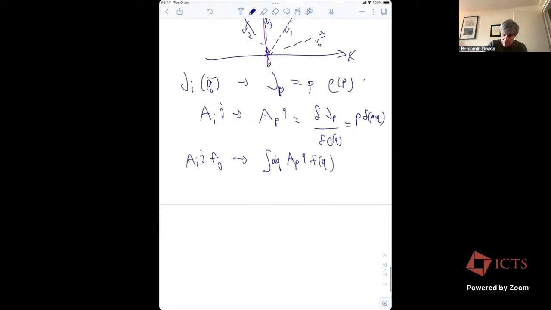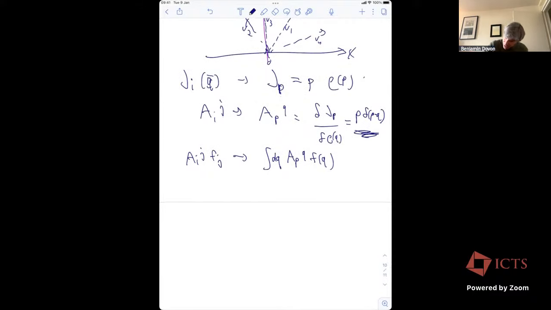Okay, so this is an integral operator, a kernel of an integral operator. And of course, it's rather simple to see what its eigenvalues are here, because it's P times delta P minus Q.